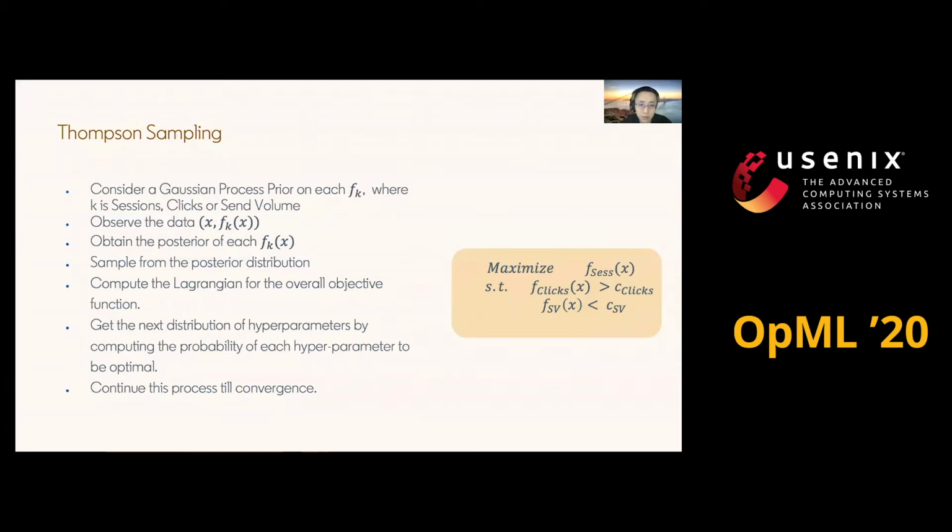We are sampling from this posterior distribution, and then we are computing a Lagrangian for the overall objective function. Once we have this, we can compute the distribution of the hyperparameters by computing the probability of each hyperparameter to be optimal. And we can continue this process in a loop until convergence.